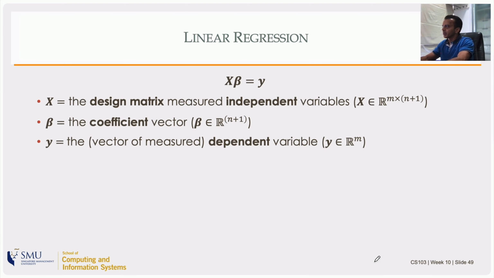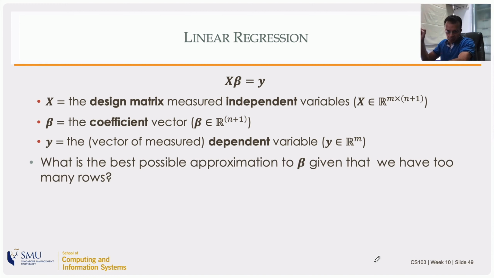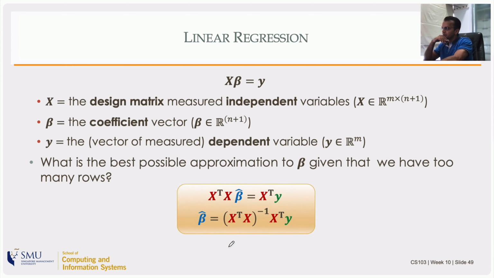Okay, so that's what I wanted to show you. So X beta equal to y. X is the design matrix, and that is the measured independent variables. Beta is the model regression parameters. Y is the measured dependent variables in the training data set. And based on the training data set, what's the best possible beta? That is given by X beta is equal to y, multiply both sides by X transpose, and put a hat on beta, and that's it. That is the best possible beta that you can get.